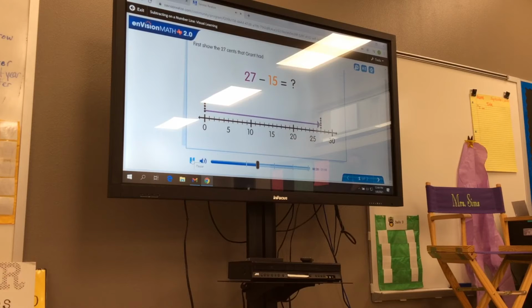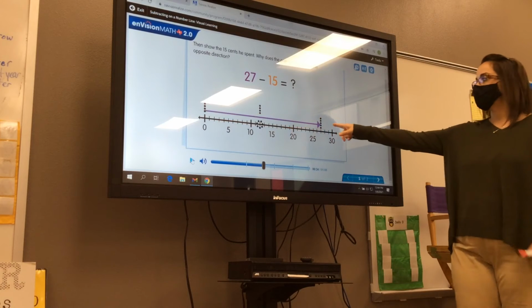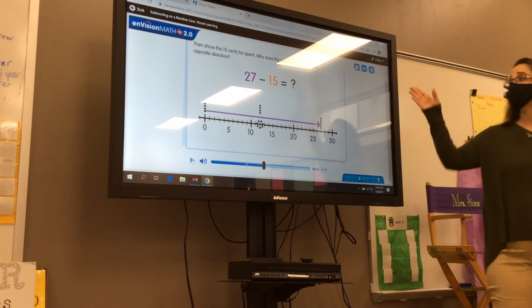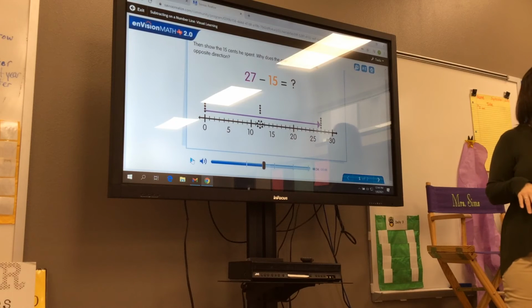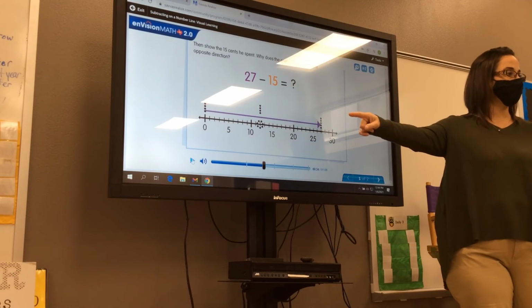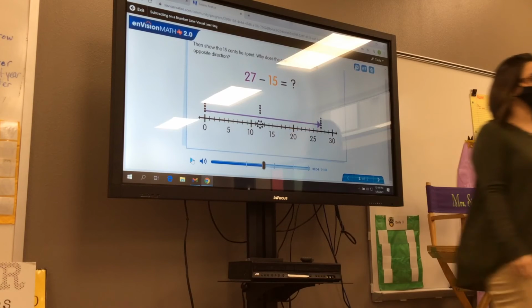First, show the 27 cents that Grant had. They showed the 27 cents, what he started with. You see that? He started with 27, it stops on 27, okay? Now we have to subtract 15. What am I going to do now? Go back. I'm going to turn around, and I'm going to go back because I spent 15 cents, right? So I have to go back 15 marks, okay?